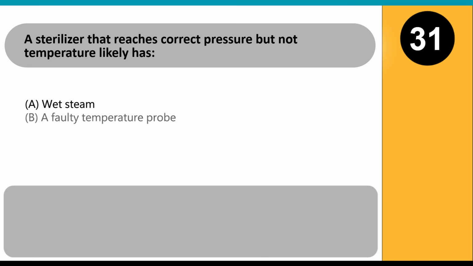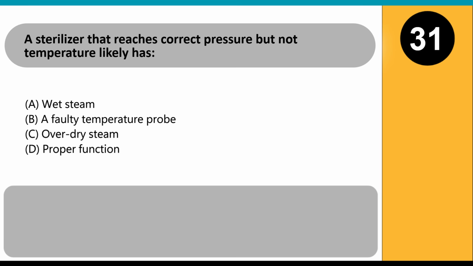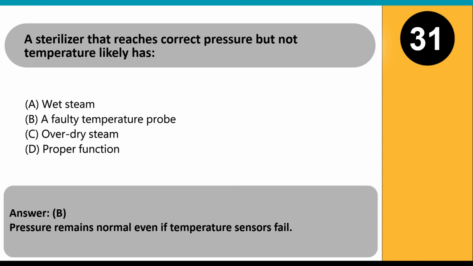A sterilizer that reaches correct pressure but not temperature likely has A. Wet steam, B. A faulty temperature probe, C. Overdry steam, D. Proper function. Answer: B. Pressure remains normal even if temperature sensors fail.